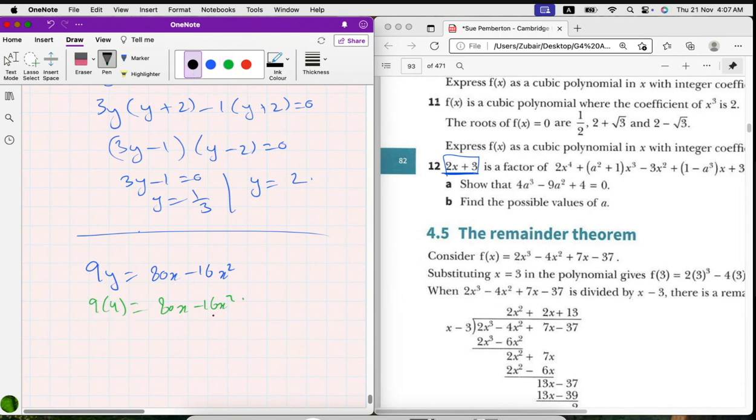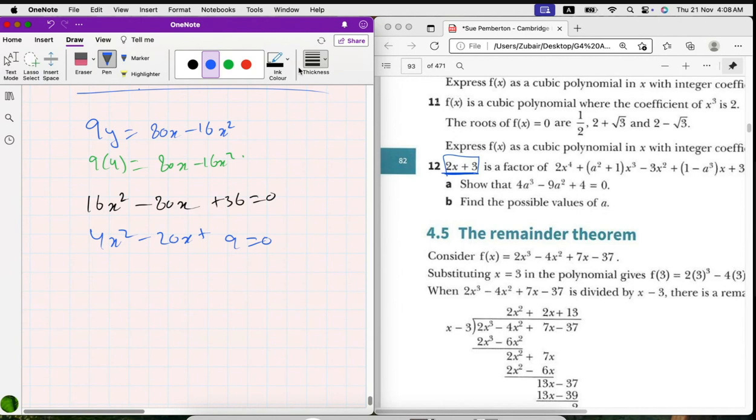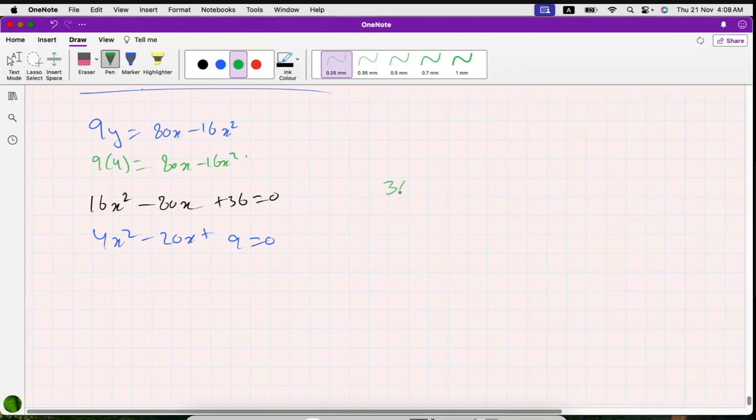So I'm rearranging. 16 comes on the left-hand side, so it is 16x squared minus 80x plus 36 equals 0. And we can divide all of these by 4. This is 4x squared minus 20x plus 9 equals 0. 4 nines are 36, and 36 is either 1 into 36, 2 into 18, so 2 and 18 could be adjusted. 4x squared minus 2x minus 18x plus 9 equals 0.